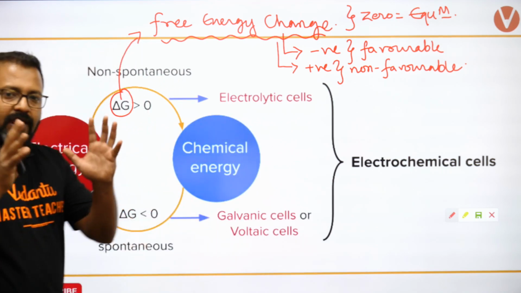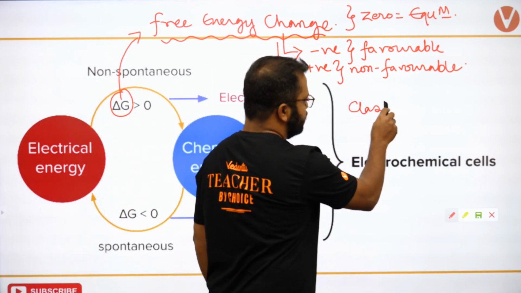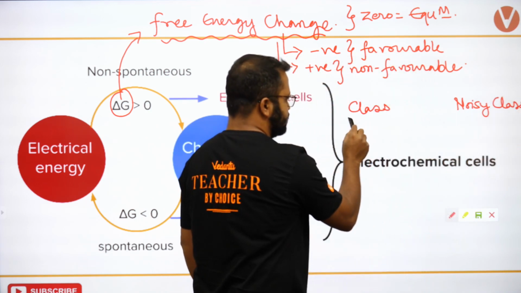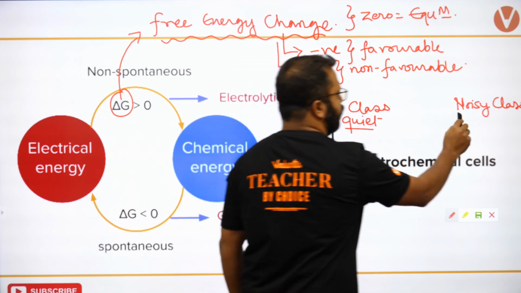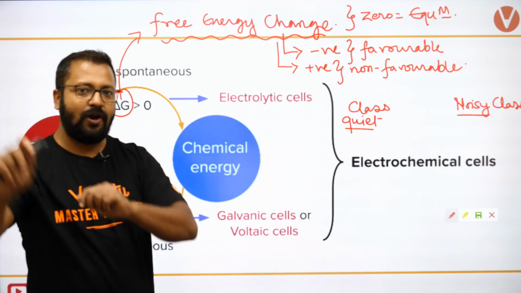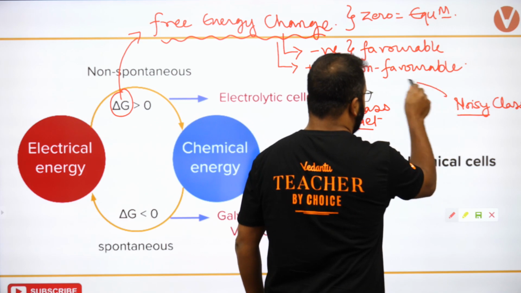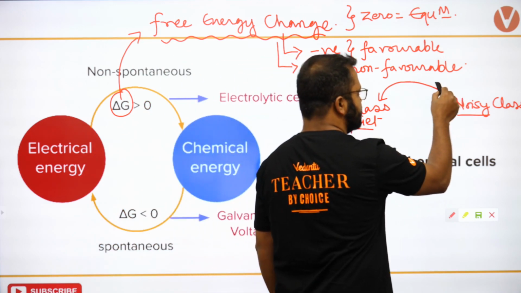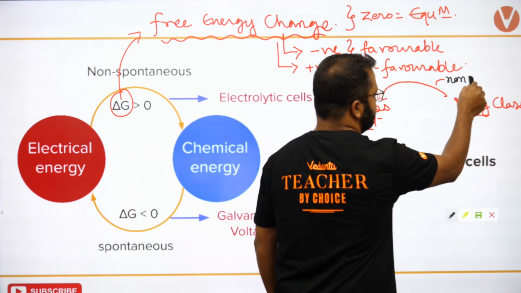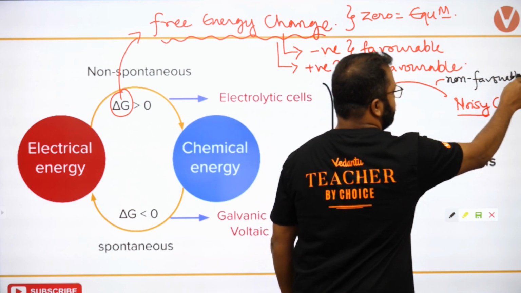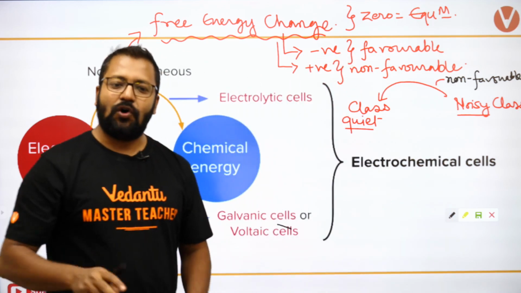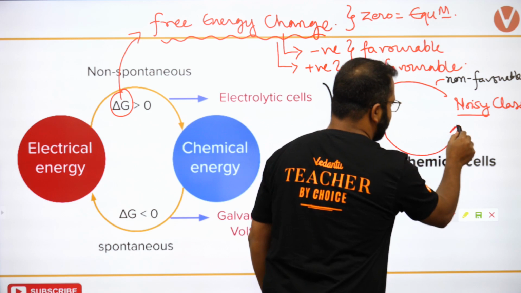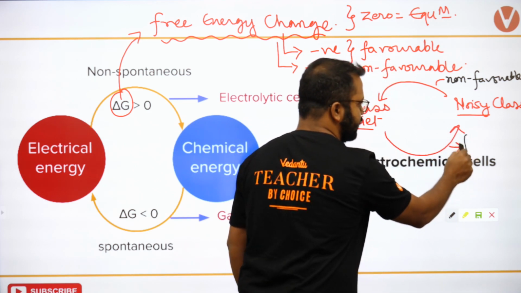So अगर हमने एक process लिया, let's say I take a noisy class and a quiet class. एक noisy class का quiet class में convert होना, is that favorable or non-favorable? This will be non-favorable. It is non-favorable obviously, but the opposite thing ये क्या होगी बताइए? This will be favorable.